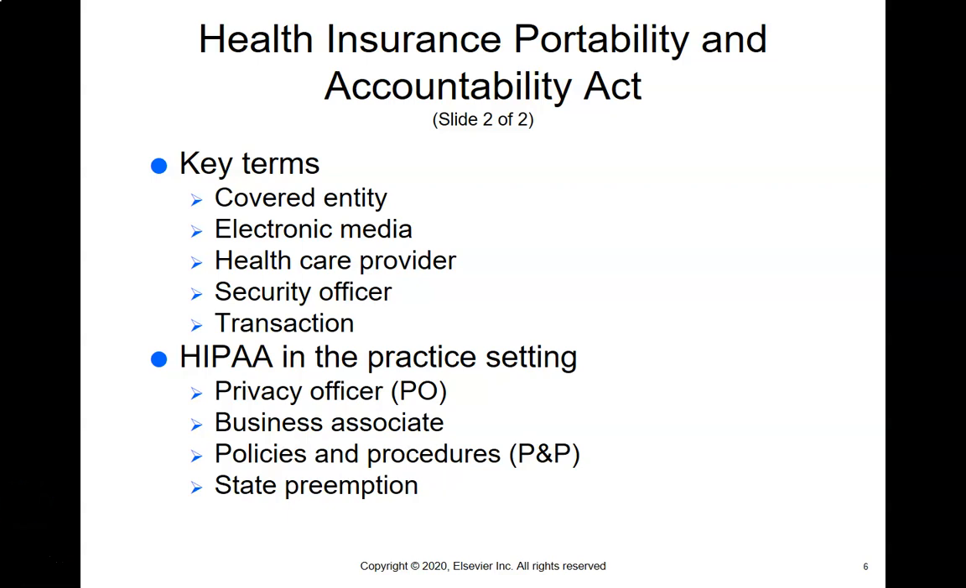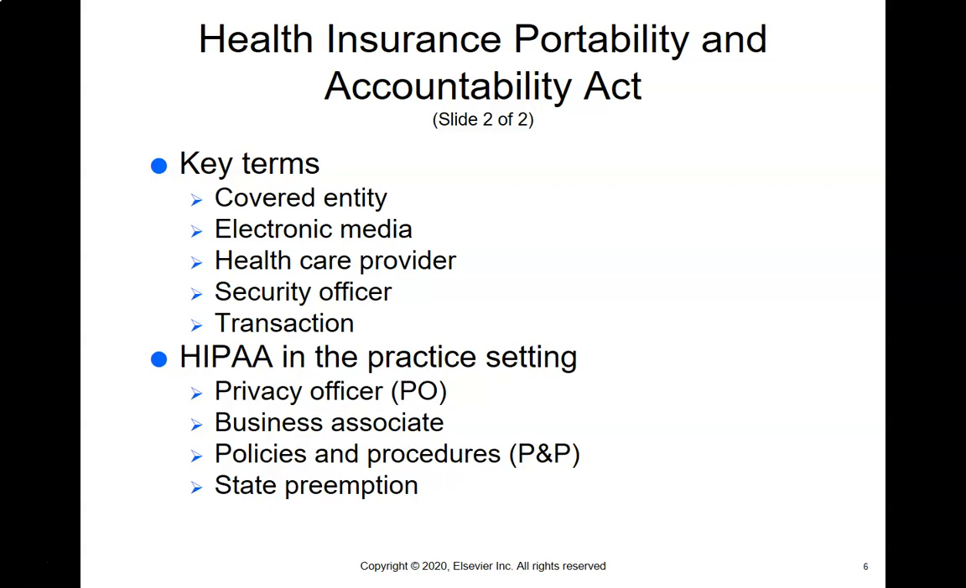Security officer protects the computer and networking system within the practice and implements protocols such as password assignments, backup procedures, firewalls, virus protection, and contingency planning for emergencies. Transaction refers to the transmission of information between two parties to carry out financial or administrative activities related to healthcare.